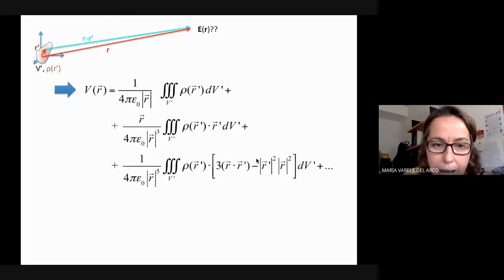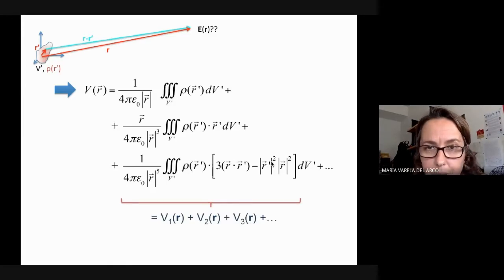Same idea. I'm going to take the constant 1 over modulus of r, obviously to the 5th power, out of the integral, because I'm integrating in prime coordinates, and I'm going to leave everything that depends on r prime inside the integral. So I have the rho, the charge density, and then everything else stays inside because I have r's. Yes, I do, but they are actually multiplying r primes. So this term, I'm going to leave the whole thing inside. This thing in here is what I'm going to call my multipole expansion of the potential.